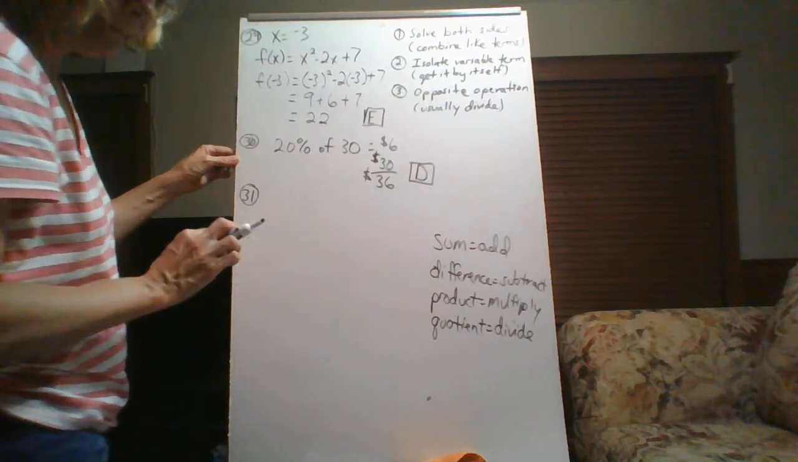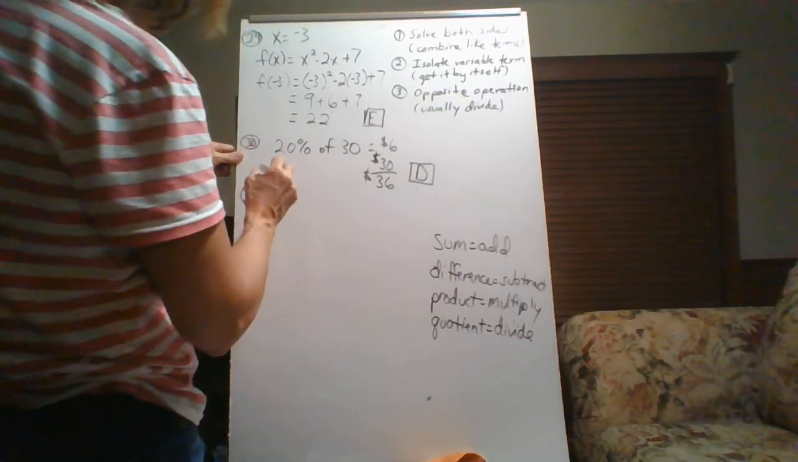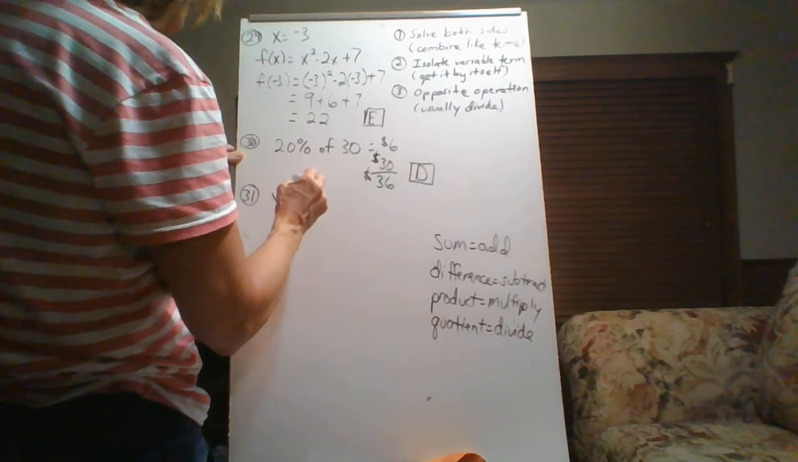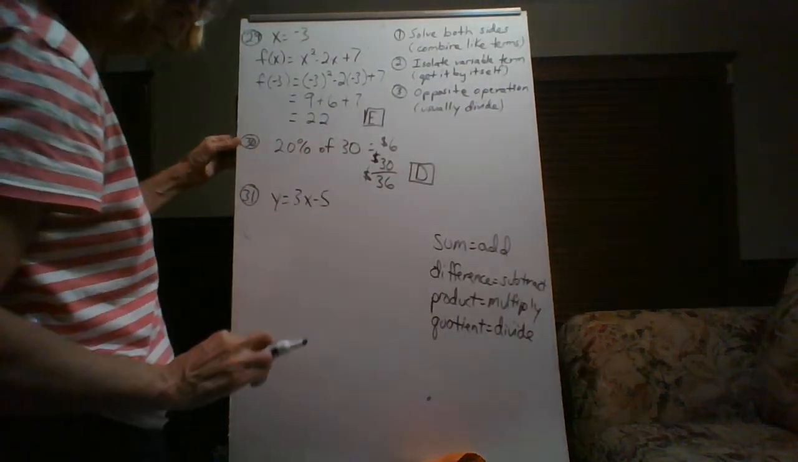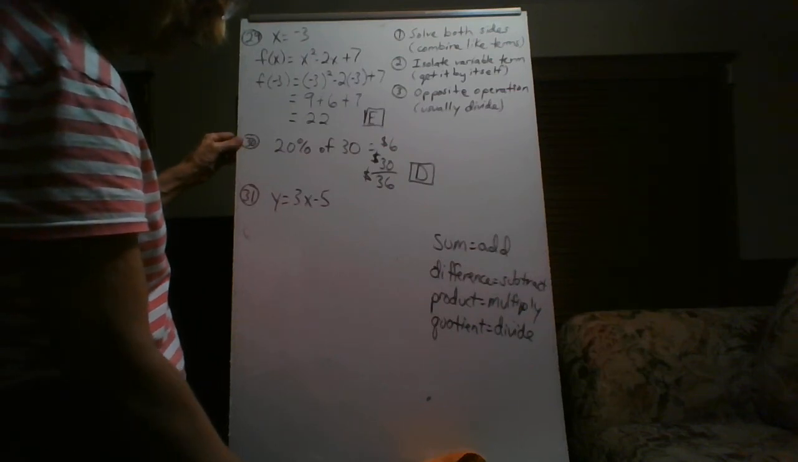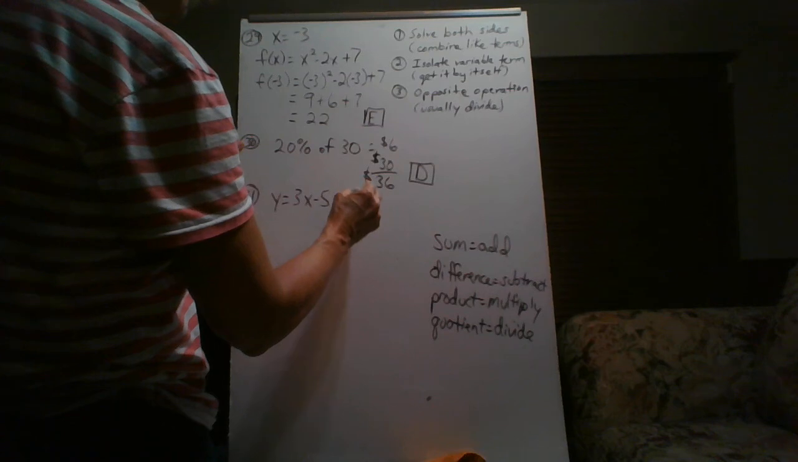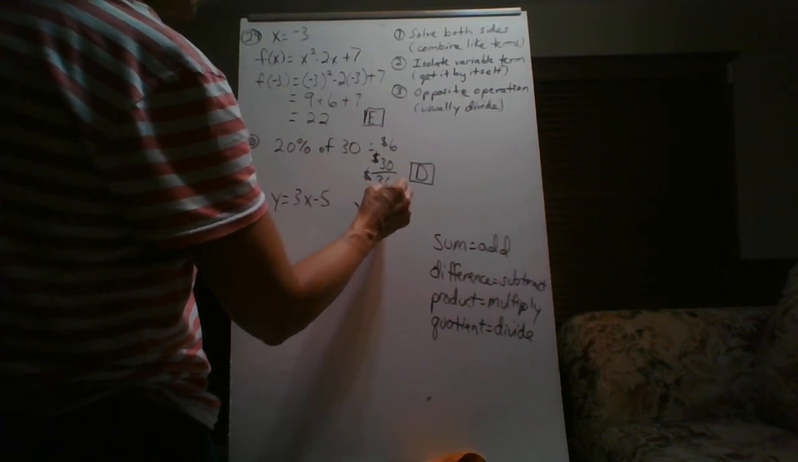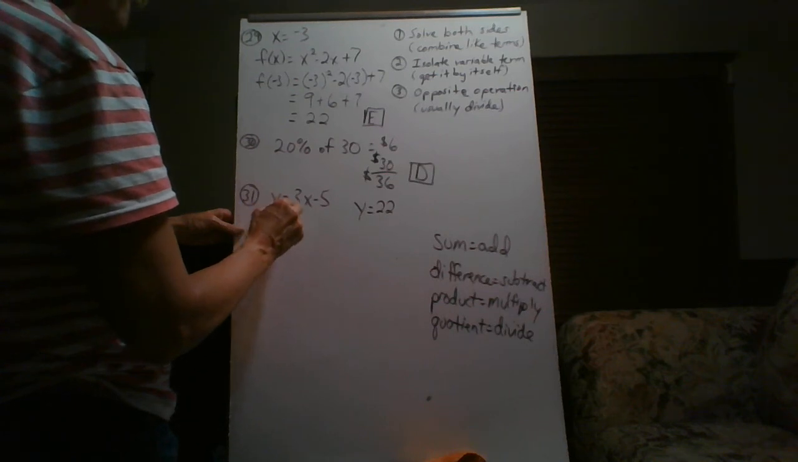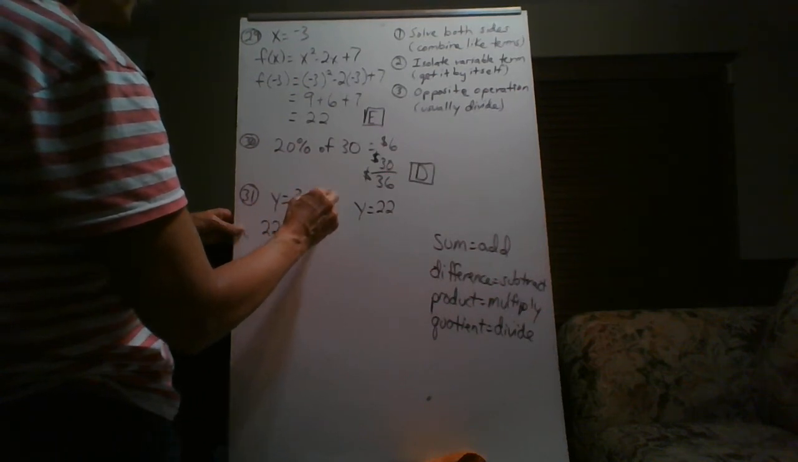31. On the graph, y equals 3x minus 5. What is the x-coordinate of the point that has a y-coordinate of 22? Okay, so they're telling me y equals 22. All right, so let's just plug that in then. When y is 22, what is my x-coordinate?